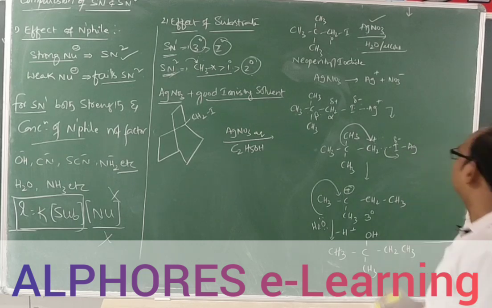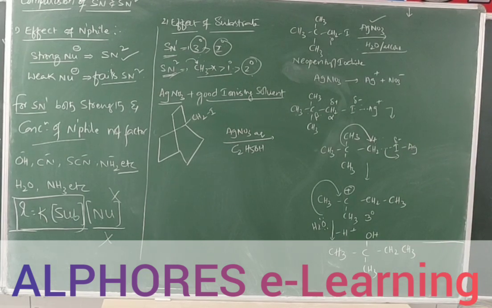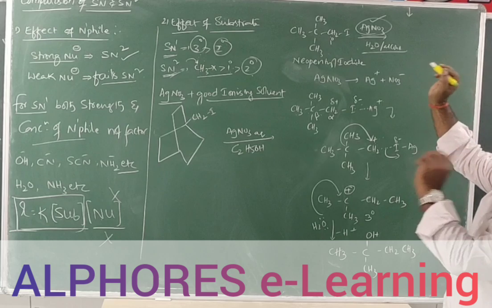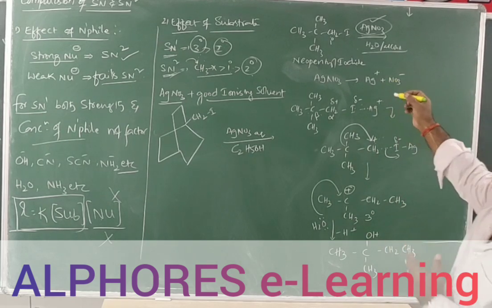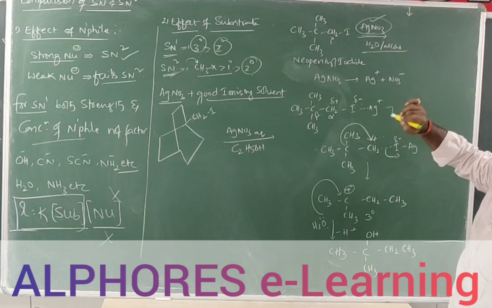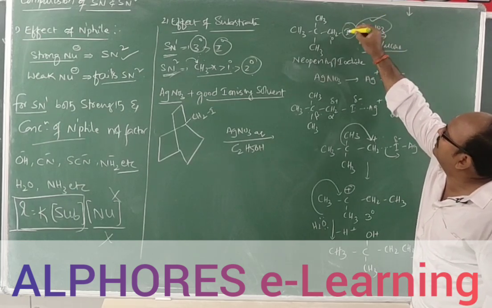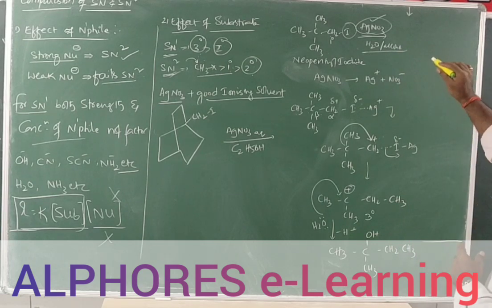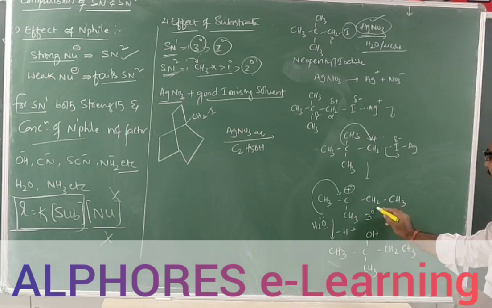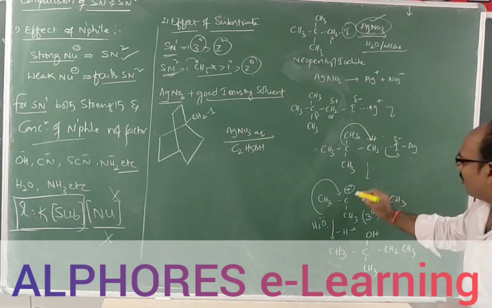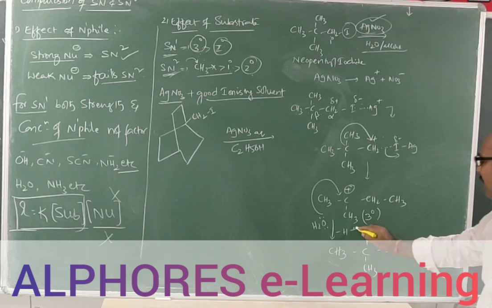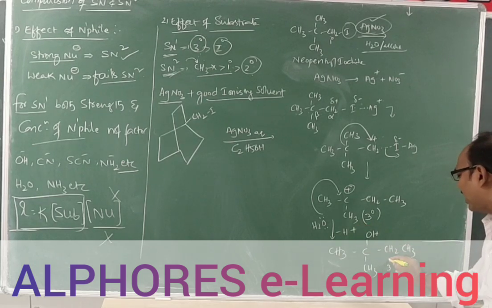If it really underwent only the SN2 mechanism, that is, in the absence of AgNO3, we would get the product neopentyl alcohol, simply by replacing this I with OH. But when we use silver nitrate, the iodide comes out and methyl migration also takes place. Ultimately we get a tertiary carbocation, which is more stable. On this tertiary carbocation, the solvent molecule attacks: a water molecule comes and attacks this positive charge. Later deprotonation takes place, and we get a tertiary alcohol.